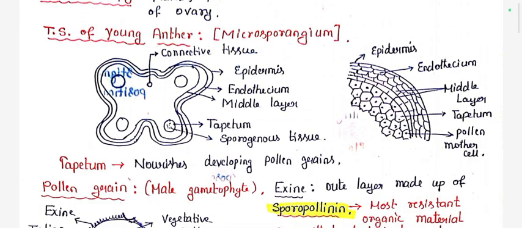You can see the structure of microsporangium, TS of young anther, where the role of epidermis, endothecium, and middle layer is to protect the anther wall and it helps in dehiscence. Whereas tapetum, the inner layer, nourishes the developing pollen grain.